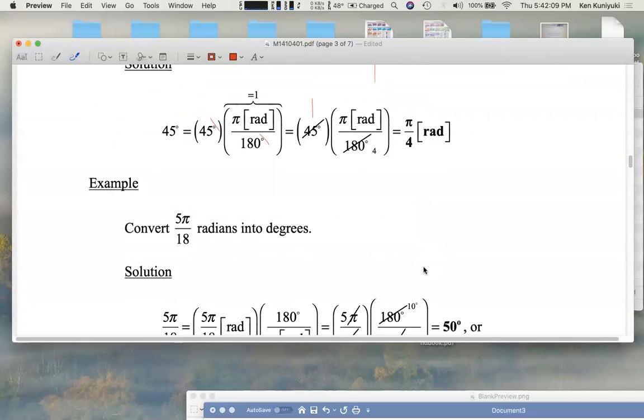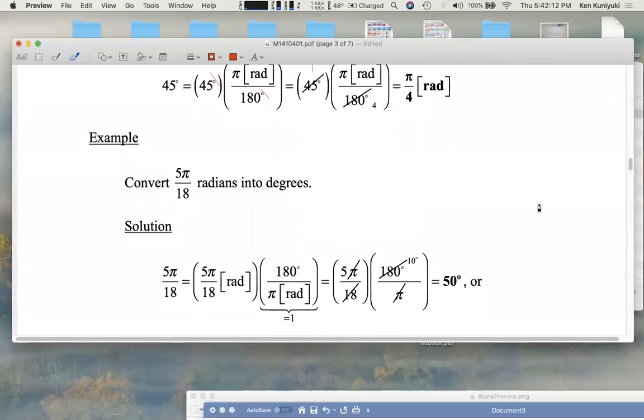How do you go backwards? Let's say that you have 5 pi over 18 radians, and you want to convert that to degrees. So you want to multiply by 1 creatively. You put radians on the bottom and degrees on top. Pi radians equals 180 degrees. That's the flip-flop. Well, there's nothing really to cancel. The degrees basically carry over. The pi's here do cancel out. Pi divided by pi is 1. 18 goes into 180 10 degrees times. We have 5 here. 5 times 10 degrees is 50 degrees.